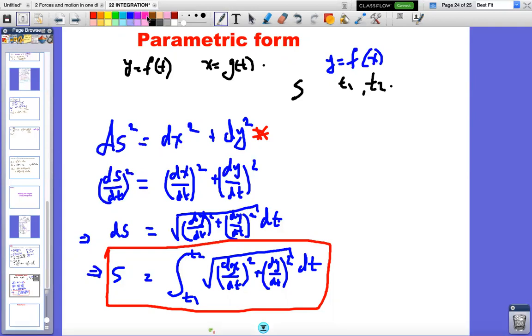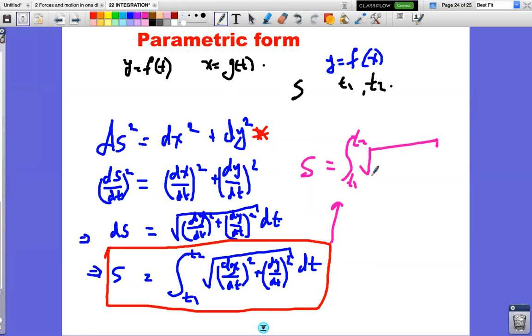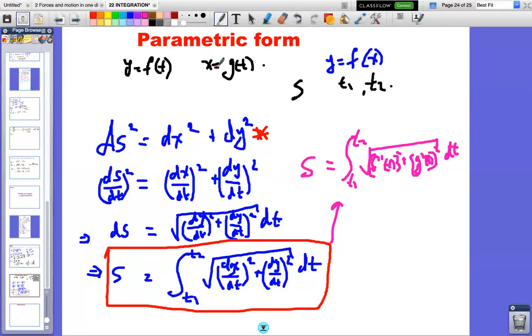You may also see this one written somewhere. It will be written as s equals the integral from t1 to t2 of the square root of f prime of t squared plus g prime of t squared dt. And you have to define that f prime of t is dy over dt, and g prime of t is dx on dt. Okay?